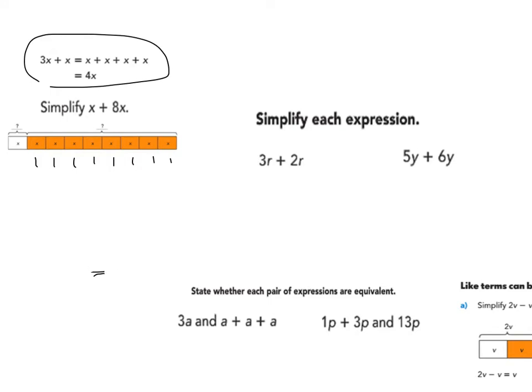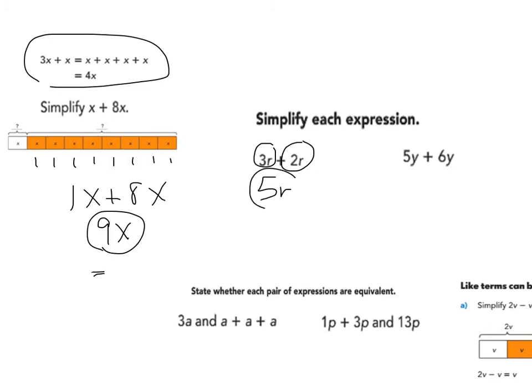And then there's a group all the way over here that I can't see, but you can see. When you add them all together, you get 1x plus 8x. 1 plus 8 gives us 9x. Okay, so then over here, again, you add your coefficients or the whole numbers. 3r plus 2r, our terms are alike, so we can add the coefficients. 3 plus 2, 5r.